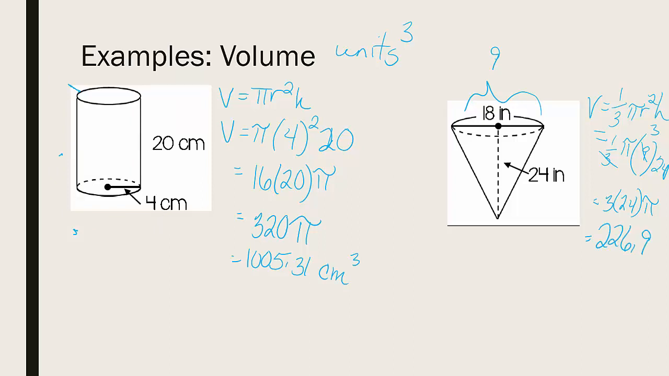So 226.19 inches cubed. Cubic inches. Inches cubed. Don't forget to do your units. You don't want to forget your units.